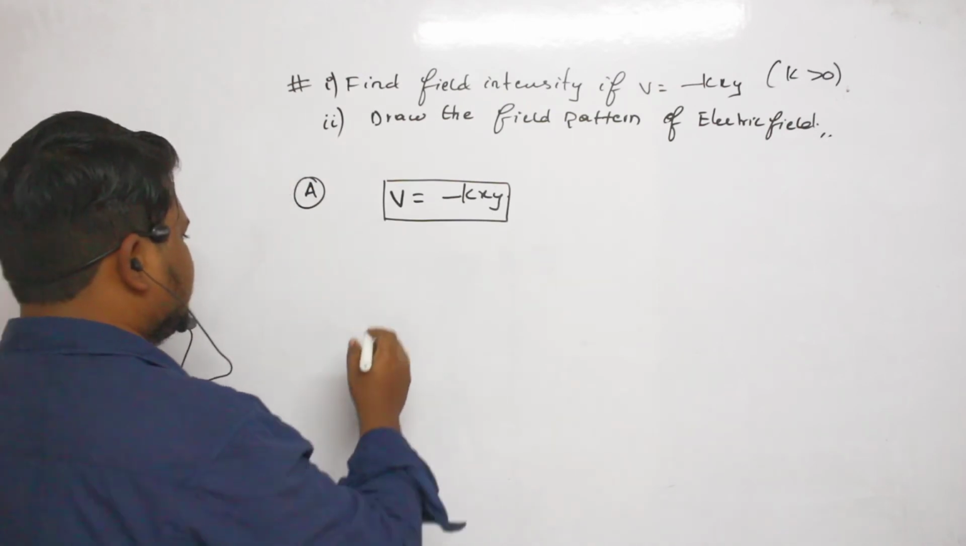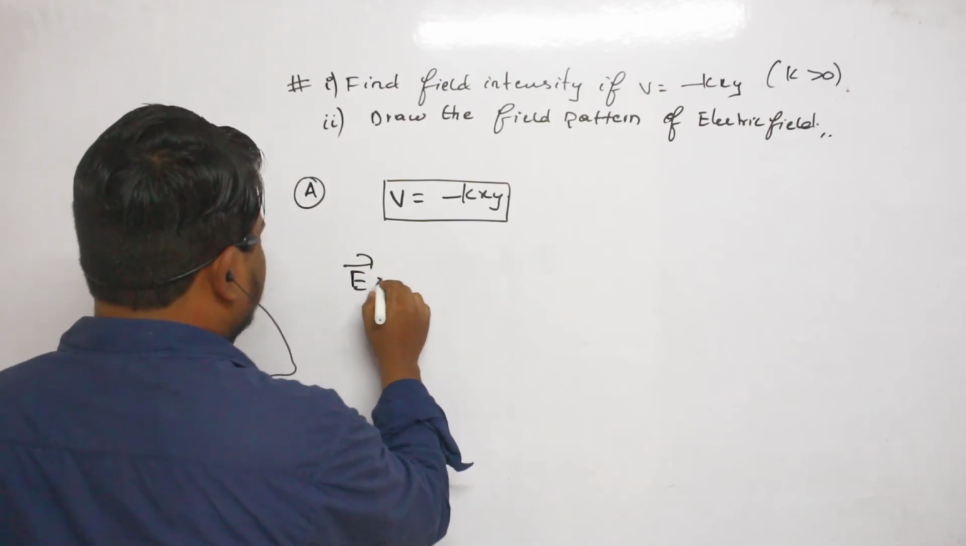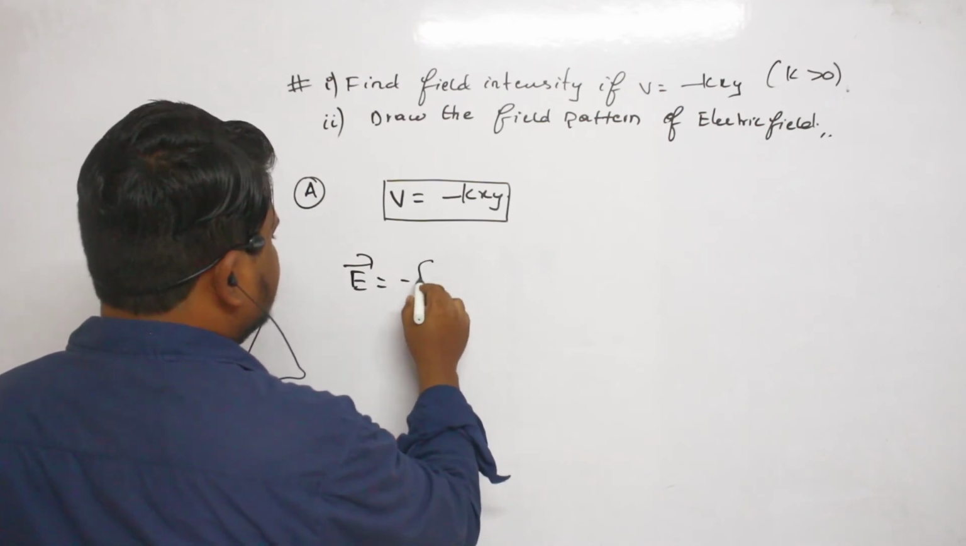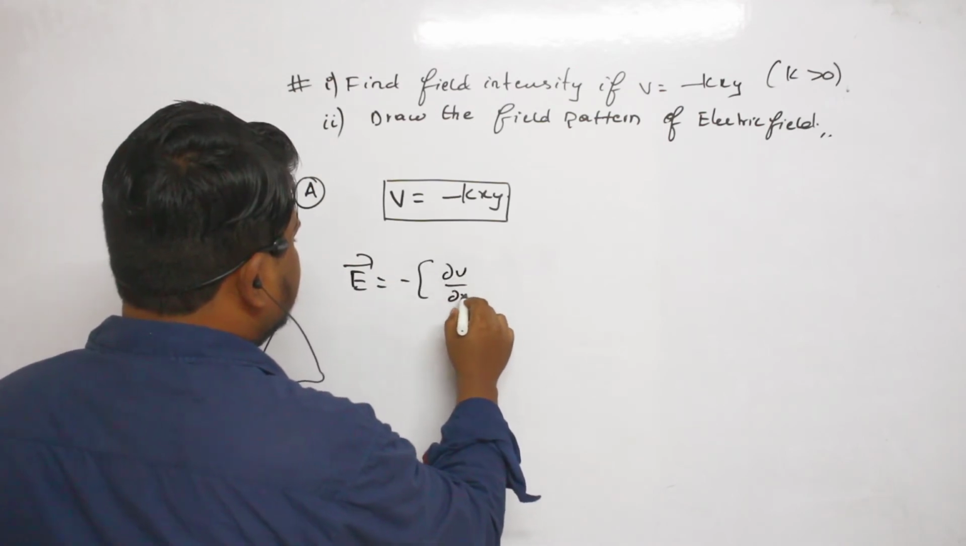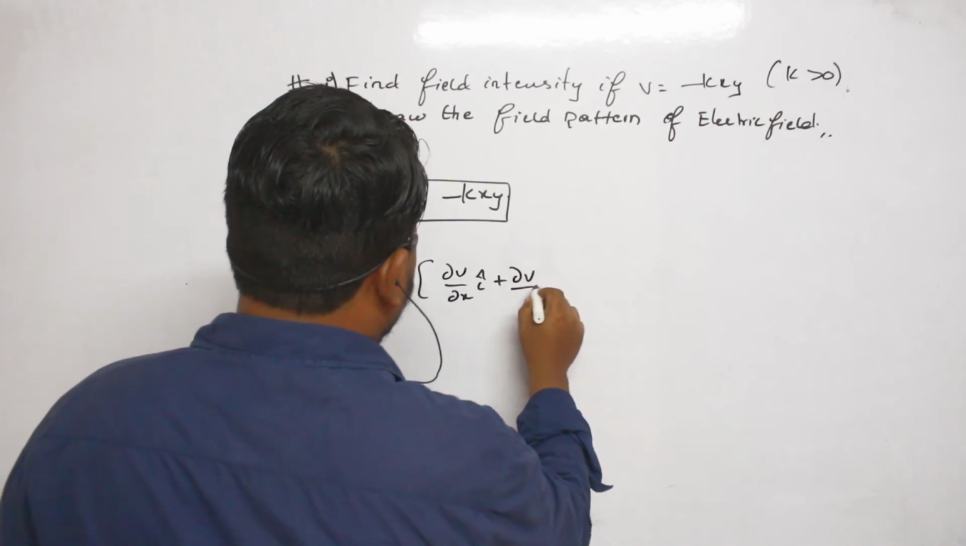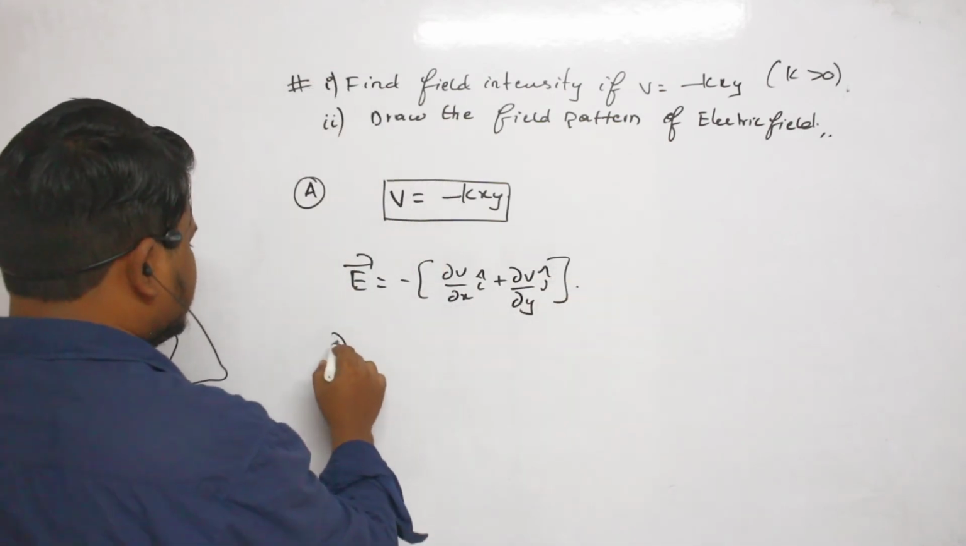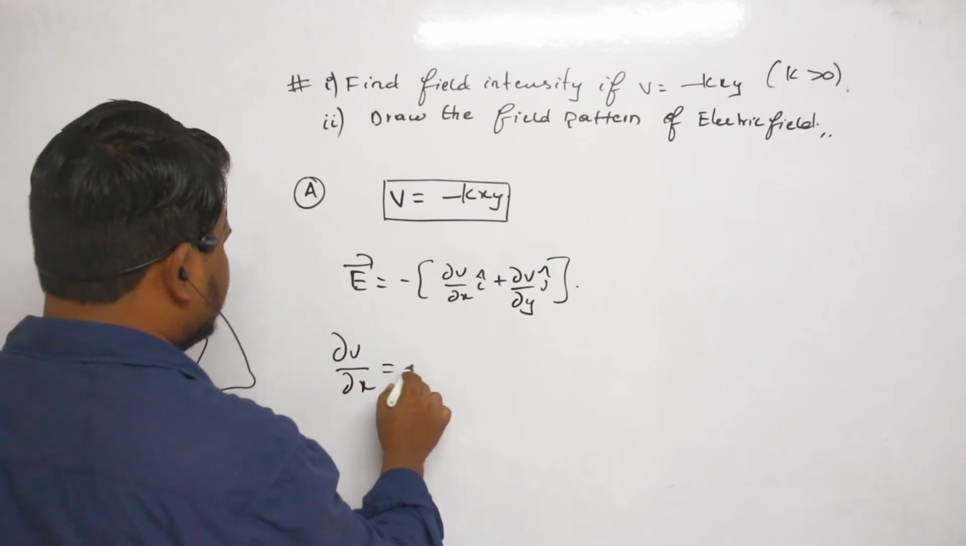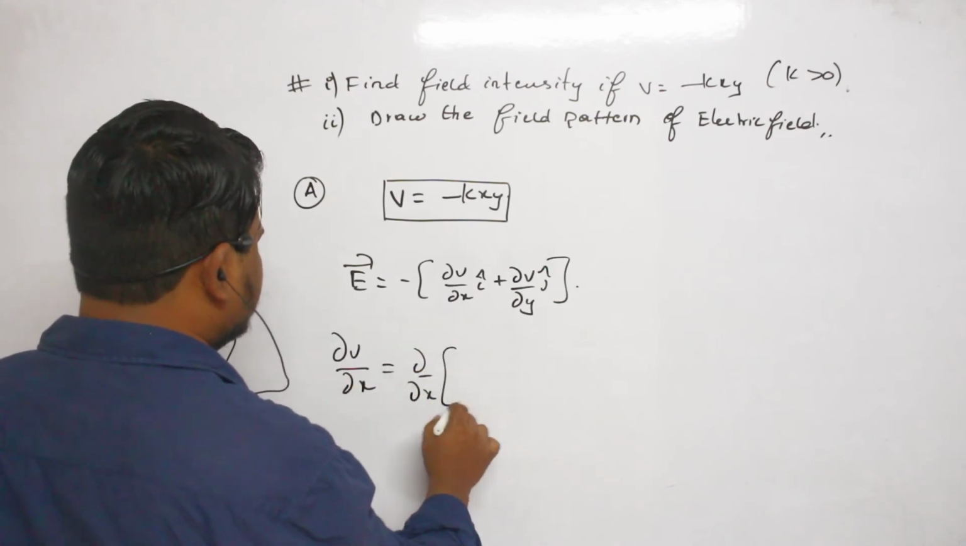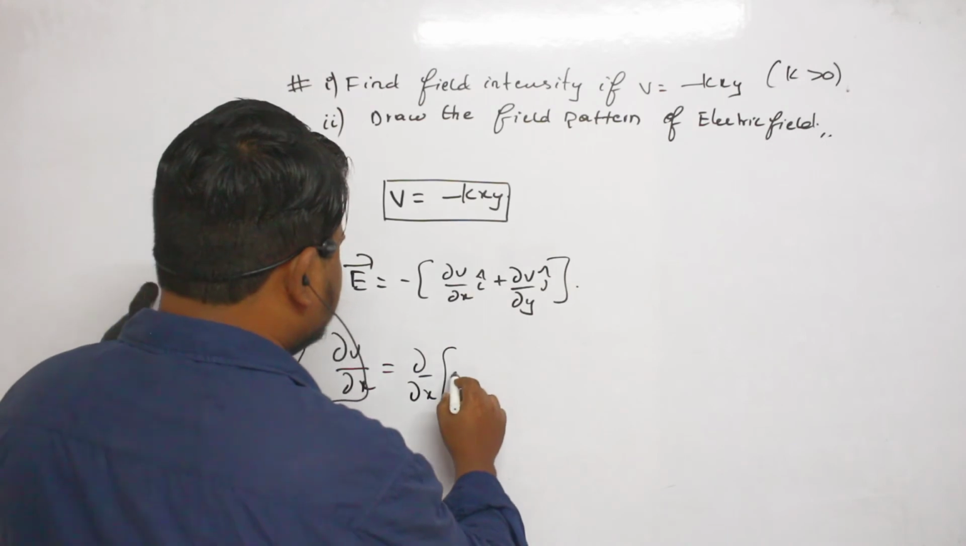Clear? So therefore, E vector, how can I calculate? E vector is equal to minus of dou V divided by dou x i cap plus dou V divided by dou y j cap. That's all. So dou V divided by dou x, how can I calculate? So dou by dou x of the potential is how much?